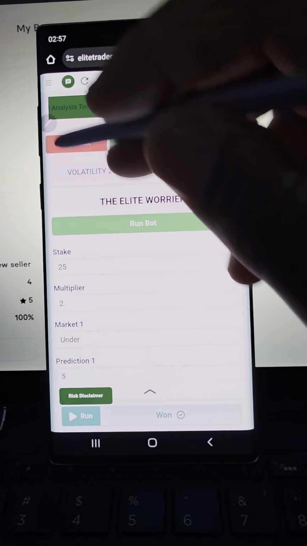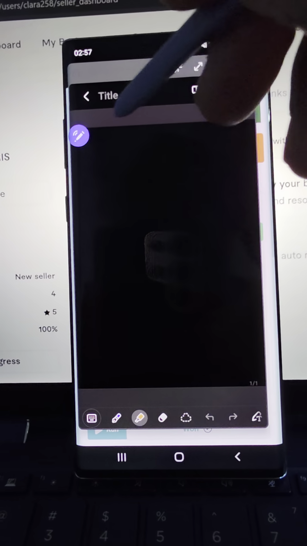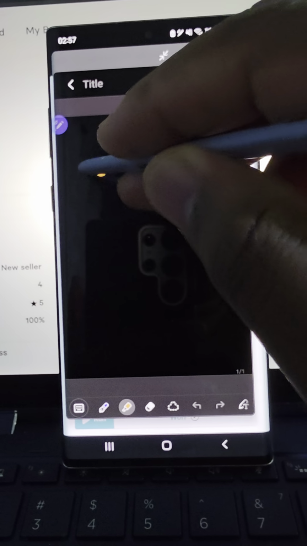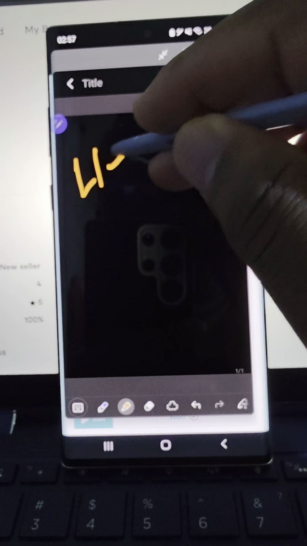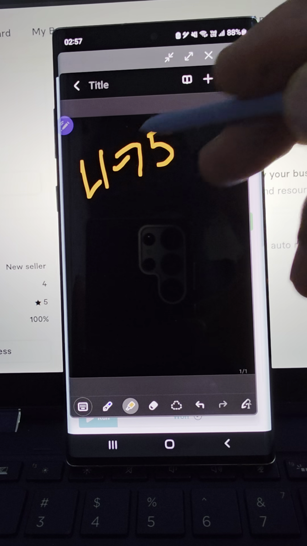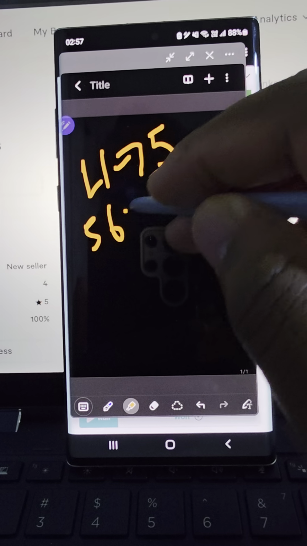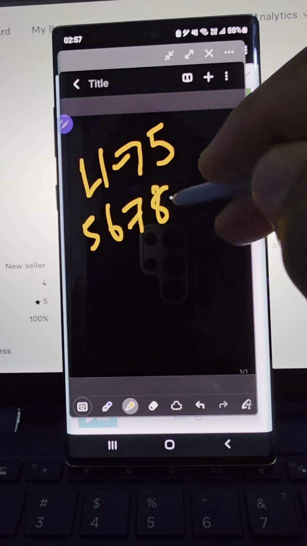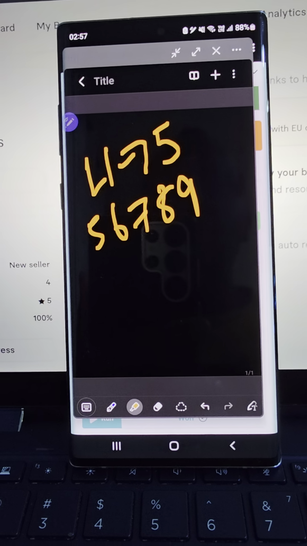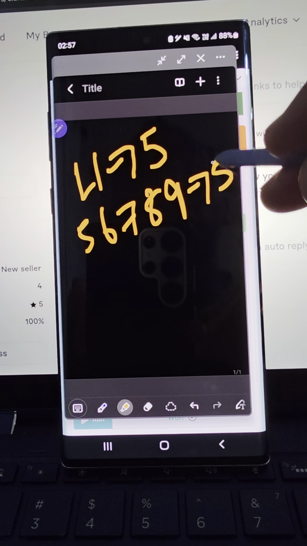Okay, so this is what happens. Let me show you how the virtual hook works. Just click here. So we were trading under 5. The digits that we'll be losing on are digits 5, 6, 7, 8, and 9. These are 5 digits in total.